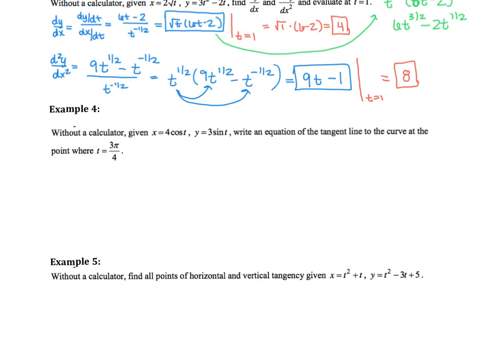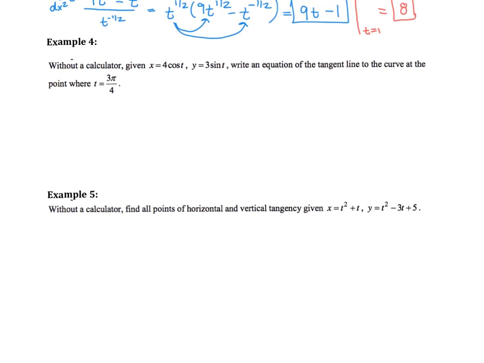So in the next example, without a calculator, given that x is equal to 4 cosine of t and y equals 3 sine of t, I want to write an equation of the tangent line to the curve at the point where t is equal to 3 pi over 4. So let's remember, what do we need for the equation of a tangent line? I always need two things. I need a point and I need a slope. That's the only two things you need for a tangent line.